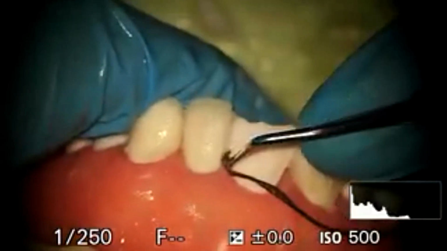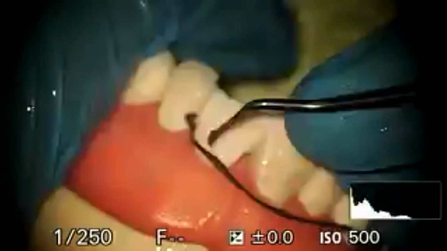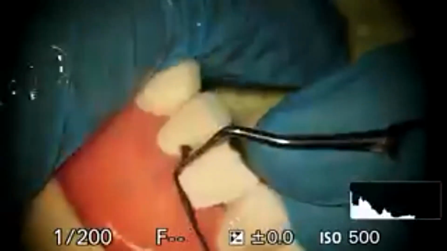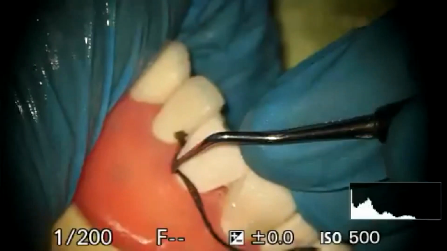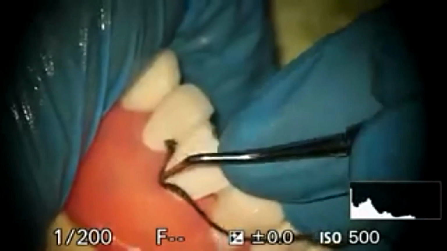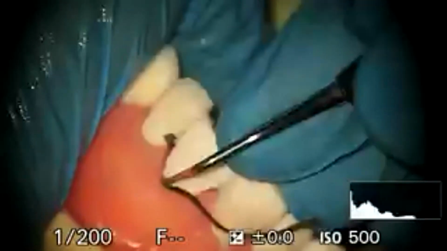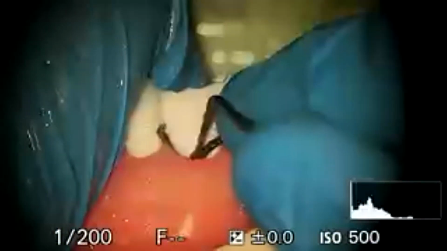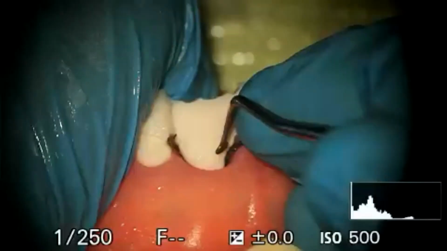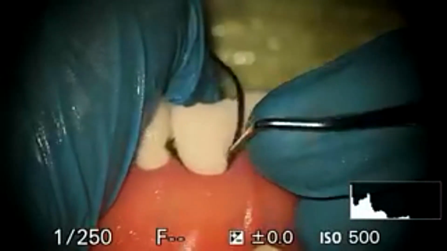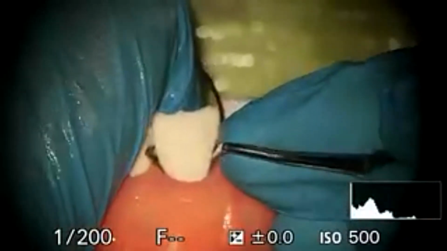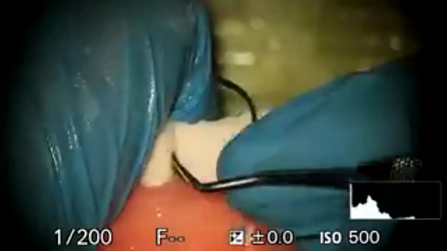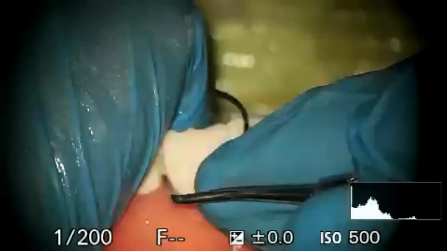Insert it through one line angle. Once you've done that, just take it along the long axis of the tooth. Trust me, it is easier in the mouth than on the model. But just put your cord packer along the long axis of the tooth and pack the cord in gently. From one line angle to the other, push the excess cord to the palatal side.